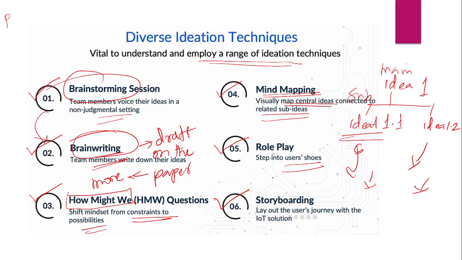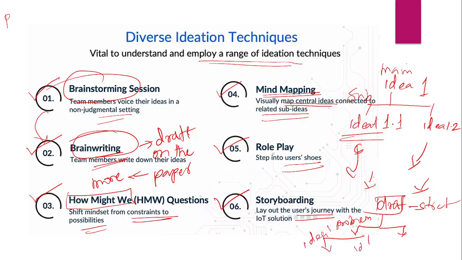Next one is storyboarding. Storyboarding means laying out the user's journey. For example, today I drafted the problem statement. I just have to stick it on my journey board, the storyboard. After drafting, what are the different problem statements you have drafted? After the problem statements, what are the different ideas you have got? Idea 1, idea 2, idea 3. These have to be put on your storyboard. Whenever you look at the storyboard, you can easily analyze which is feasible for you or not.